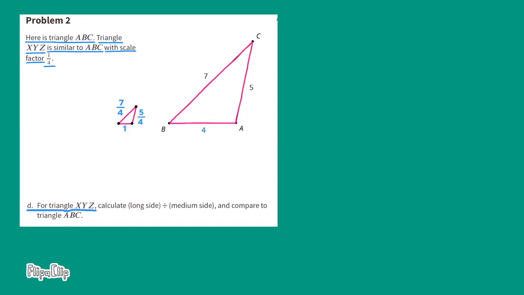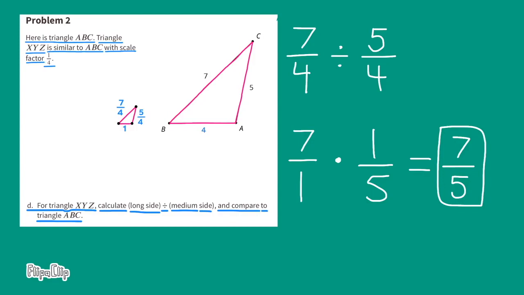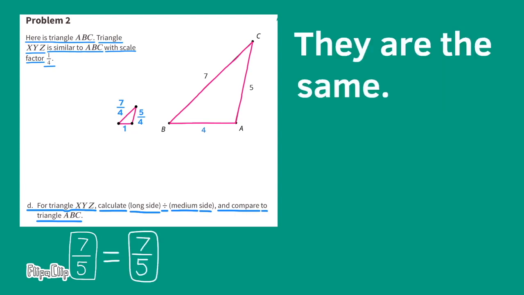D. For triangle XYZ, calculate long side divided by medium side and compare to triangle ABC. 7 fourths divided by 5 fourths. That's equivalent to 7 fourths times 4 fifths, or the reciprocal of 5 fourths. And 7 fourths times 4 fifths is equivalent to 7 over 1 times 1 fifth, or 7 fifths. Now let's compare that to 7 divided by 5. And 7 divided by 5 is 7 fifths. They are the same.